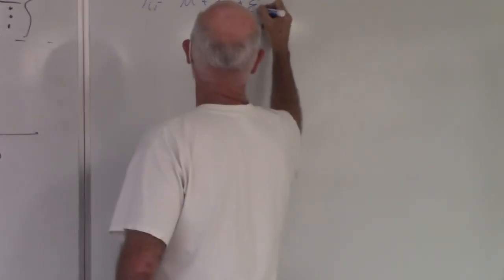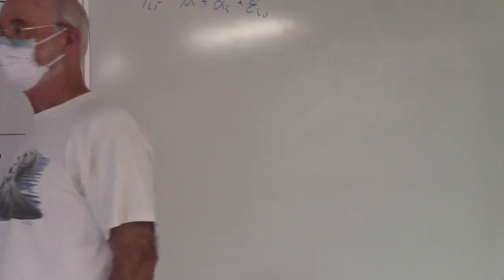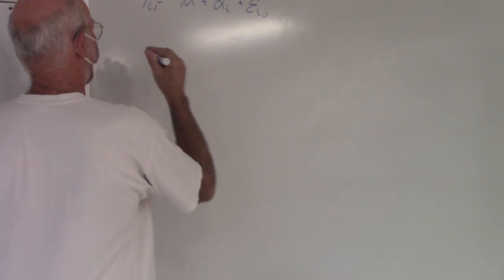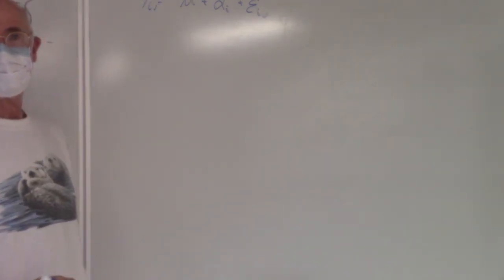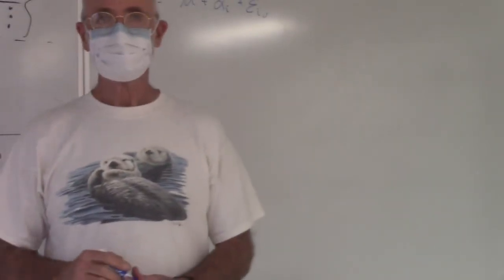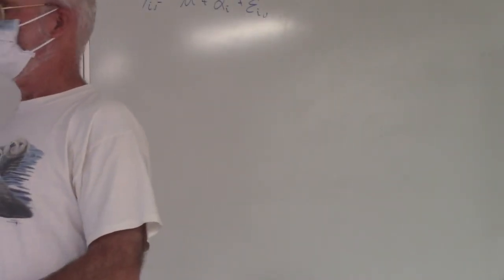So we have Y_ij equals mu plus alpha_i plus epsilon_ij. Okay? What is mu, our best estimate of mu, for the shoe size, or beans, or whatever it is we're doing? What's our best estimate of mu?